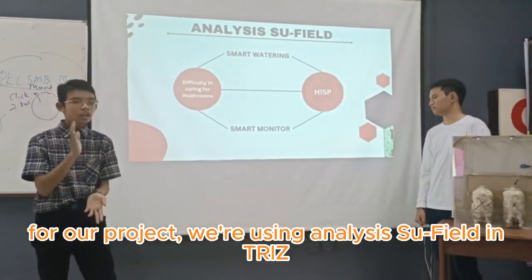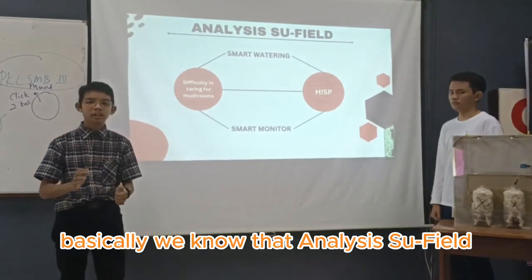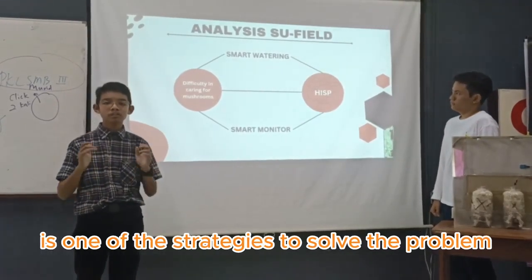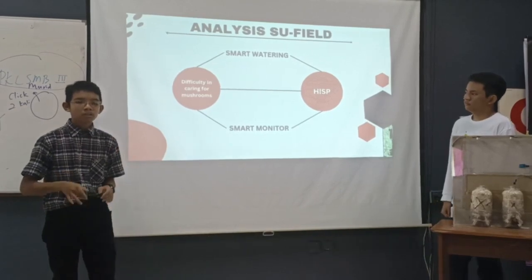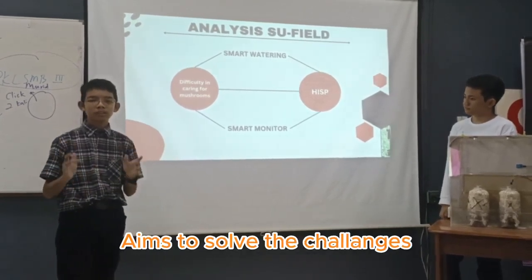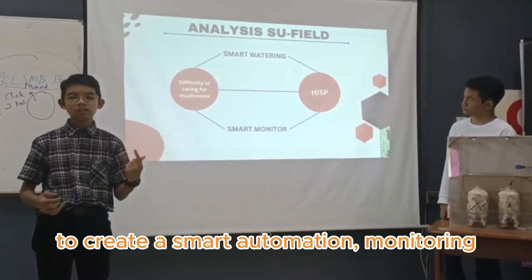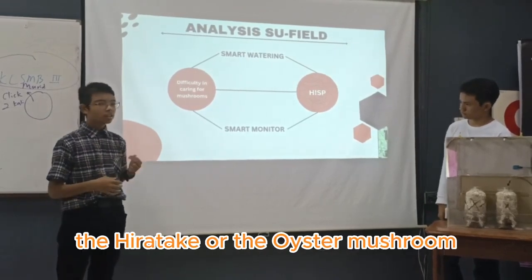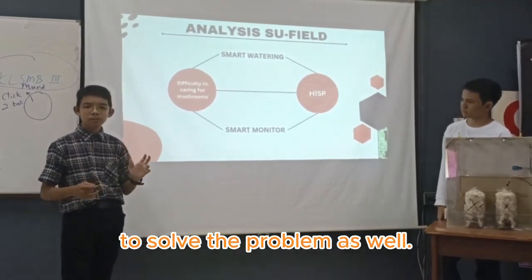Alright, for our project, we'll be using the anisotropic field in trees. Basically, we know that anisotropic field is one of the strategies to solve the problem. So here, anisotropic field aims to solve the challenges to create an automation, monitoring, and controlling the Hiratake or the oyster mushroom to solve its problem as well.